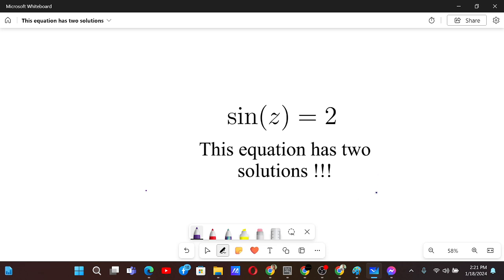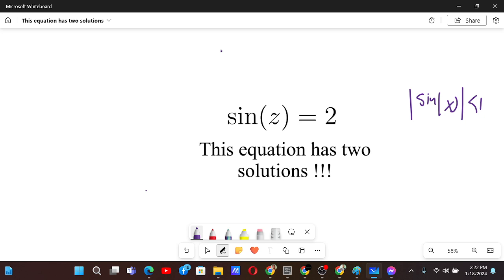This equation has two solutions. Yeah, I'm not joking. This equation actually has two solutions in the complex number system. Though in the real number system, we all know that the modulus of sin x is less than 1, but in complex numbers it can exceed 1 as well. So let's see how we find the solutions.